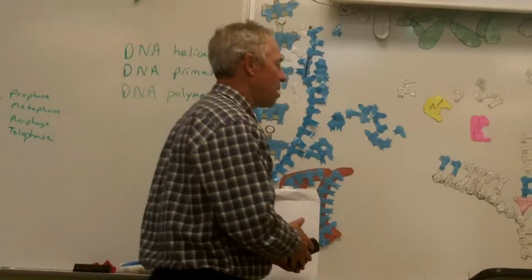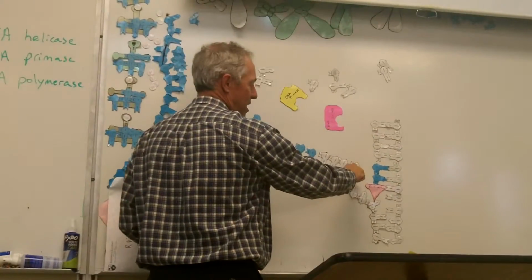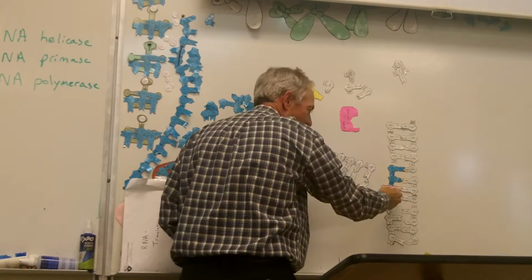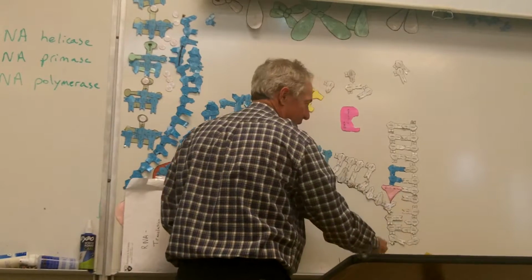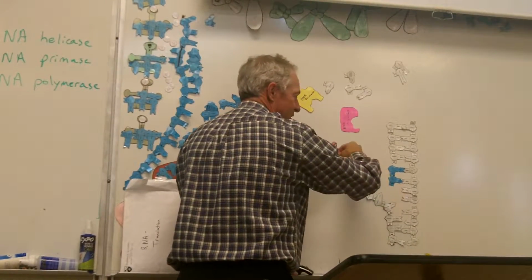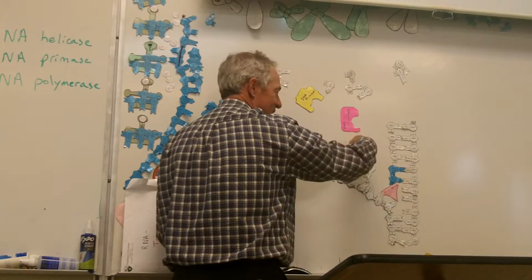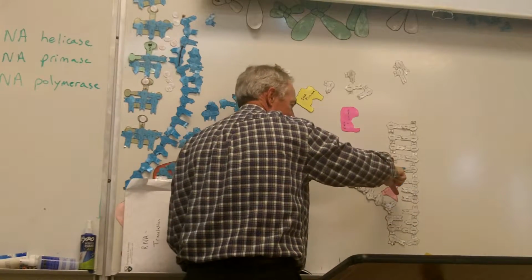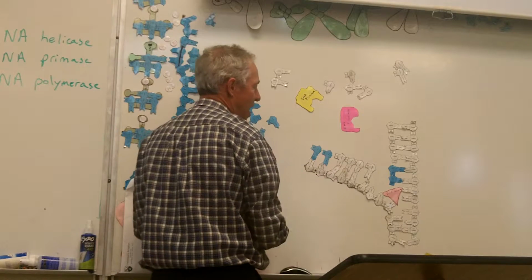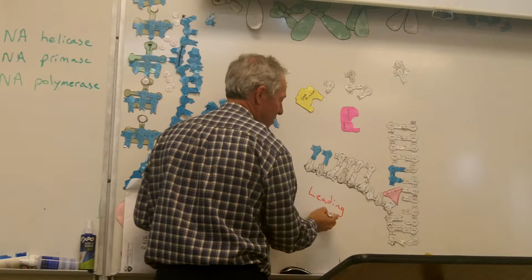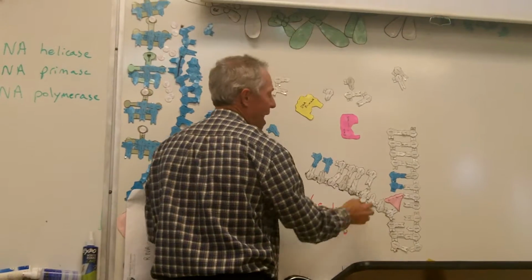I want you to notice something. This side right here is copied in the direction of the helicase's unzipping. So the helicase is moving this way down the DNA, and this side is being copied in that direction. We call this side the leading strand. Does it get copied first? No, that happens at the same time.